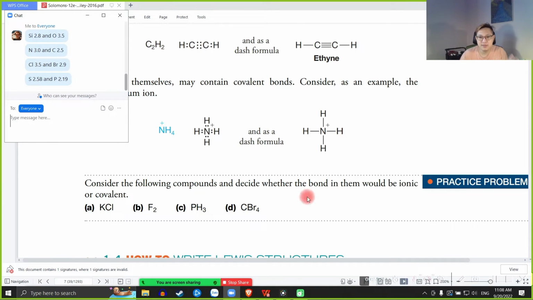Consider the following compounds and decide whether the bond in them would be ionic or covalent. Okay, so how do you know if it's ionic or covalent? Do you remember what I said? One positive and one negative, it will be polar, but for two the same, it will be nonpolar. Well, they say, okay, read the question carefully. Consider the following compounds and decide whether the bond in them, not the molecule, the bond in them, will be ionic or covalent. So it means you have to depend on the difference in electronegativity, the bond in them, not the whole molecule.